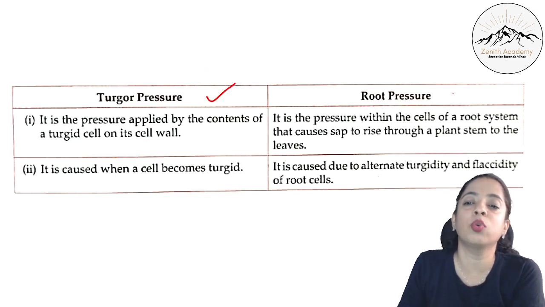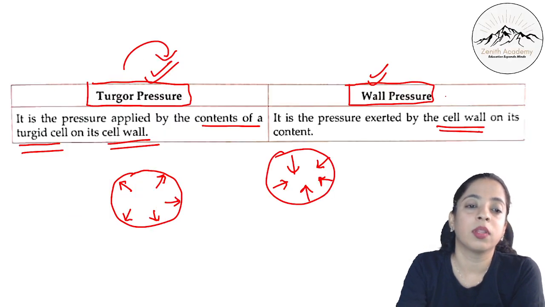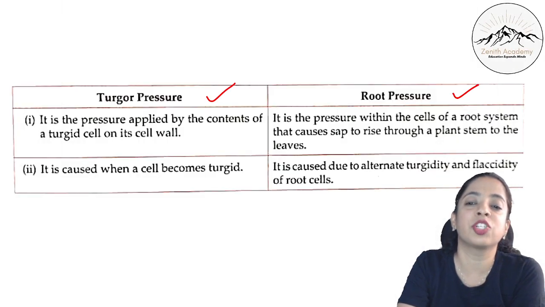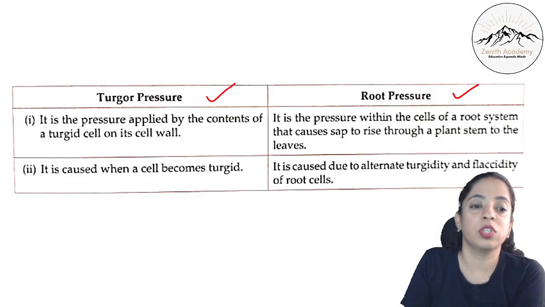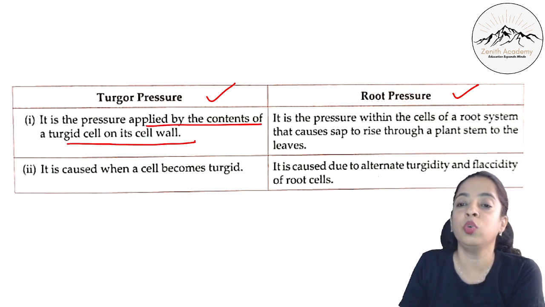Turgor pressure and root pressure. What is the difference? Just now we did turgor pressure and wall pressure. Now we are doing turgor pressure and root pressure. This we already know, it is the pressure applied by the contents of the turgid cell on the cell wall. What is root pressure?